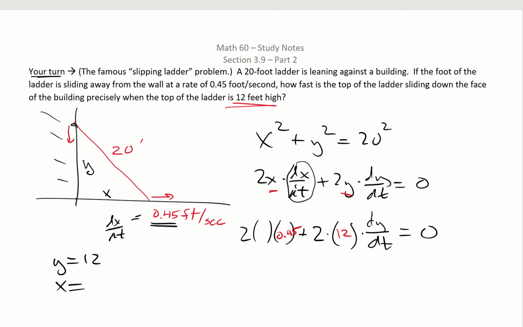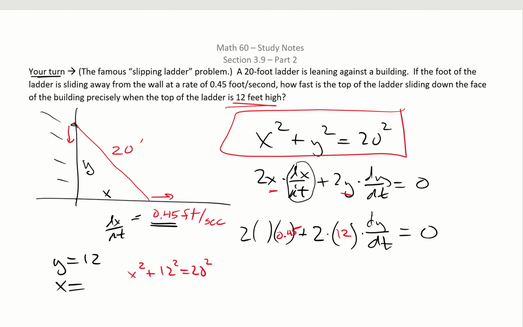To find x, we typically have to go back to this relationship. So we would have to say x squared plus 12 squared is 20 squared, and I think what we get, x squared is equal to, gosh, I think it's a 3, 4, 5. This is the 3, this is the 4, this is the 5. I think that's right. So I think I found x is 16 feet away. So 12, 16, 20. All right, so let's put that in, 16. And the rest is just solving.